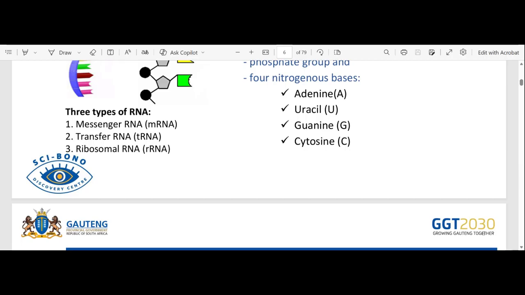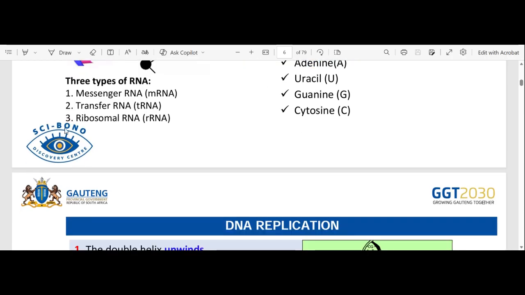Okay, let's go to the second type of RNA. So the second type of RNA is transfer RNA, or tRNA. So what's the purpose and what's the function of tRNA? The function of tRNA is that it brings the required amino acid and the matching anticodons to the ribosome for purposes of forming a protein eventually.